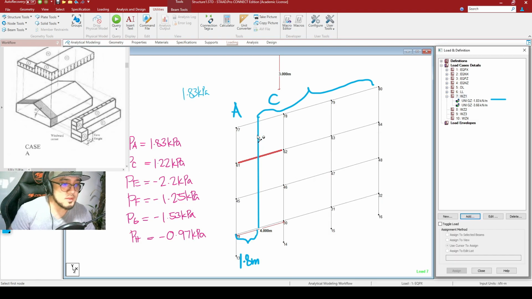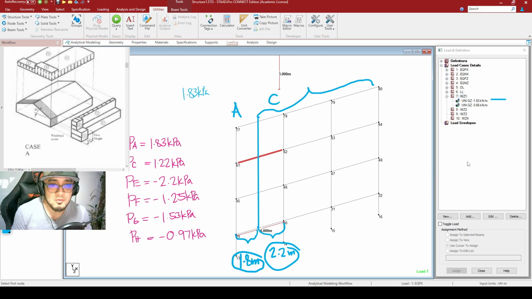So if you can remember, this is to be 1.8 meters. If that is to be 1.8 meters, meaning that this portion right here is to be equal to 2.2 meters, since the total is to be 4 meters. So from that, guys, I would now be repeating what I have been doing a while ago.